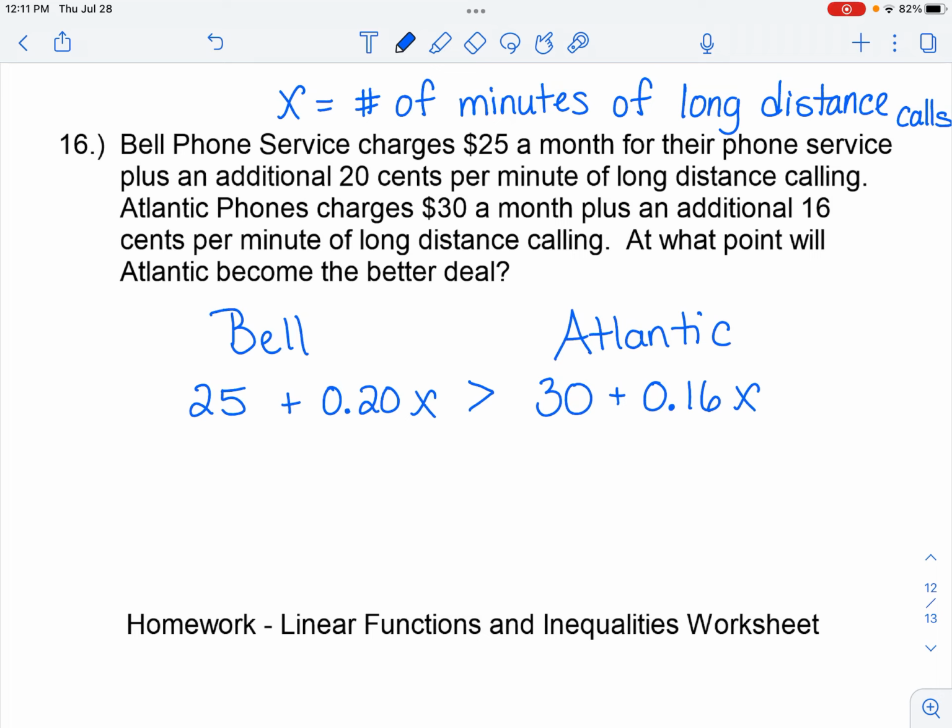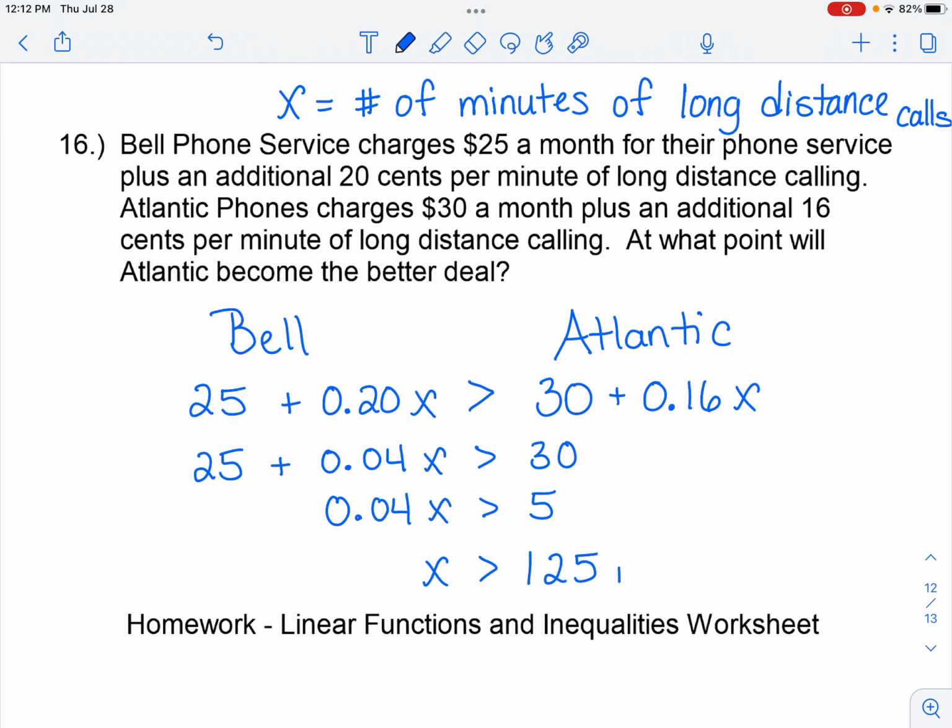All right. If I subtract the 0.16x, I'm going to get 0.04x. Okay. Subtract over the 25. And now on a calculator, we're going to do the division. It's going to come out to 125, and that's in minutes. So basically, Atlantic will be the better deal if you're going to talk more than 125 minutes for long distance calling, okay?